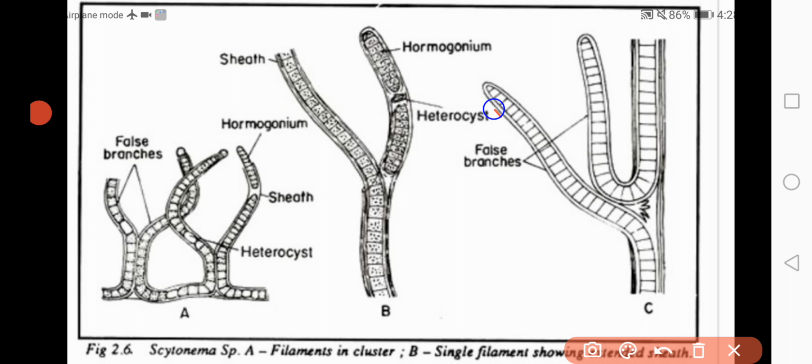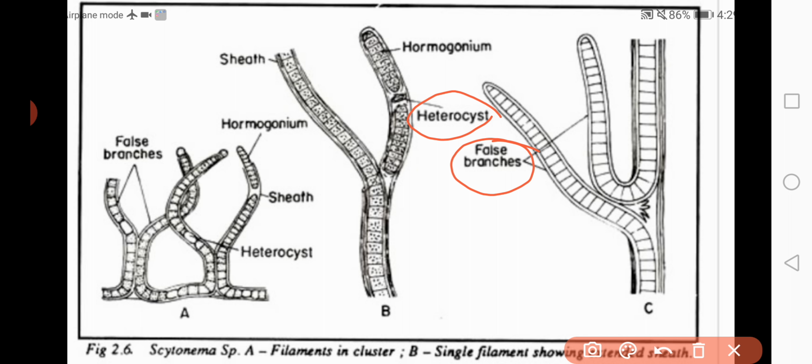Okay, so this is the filament, and the filament contains intercalary heterocysts. What do you mean by intercalary? Intercalary means if the heterocysts are held in between the cells, then it is called intercalary. And one of the most important characteristic features is the presence of false branches. It shows false branching because the thallus is unbranched here. Is that clear? And all these are about the thallus structure of cyanobacterial members.